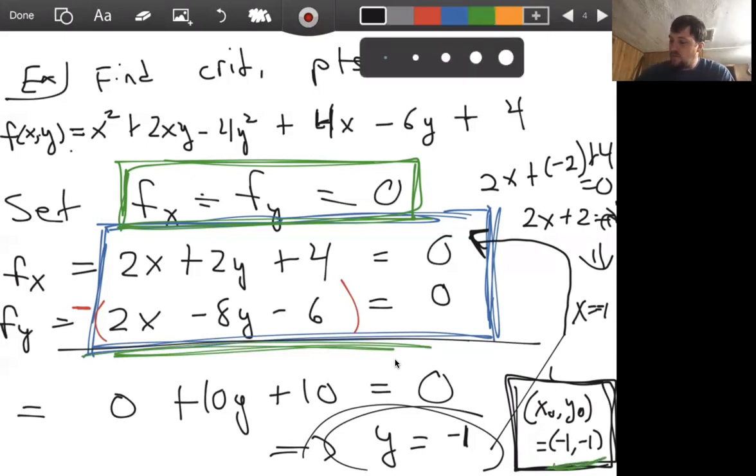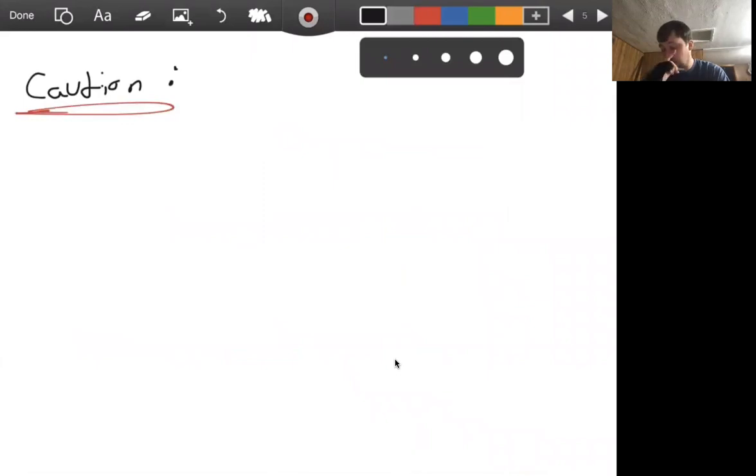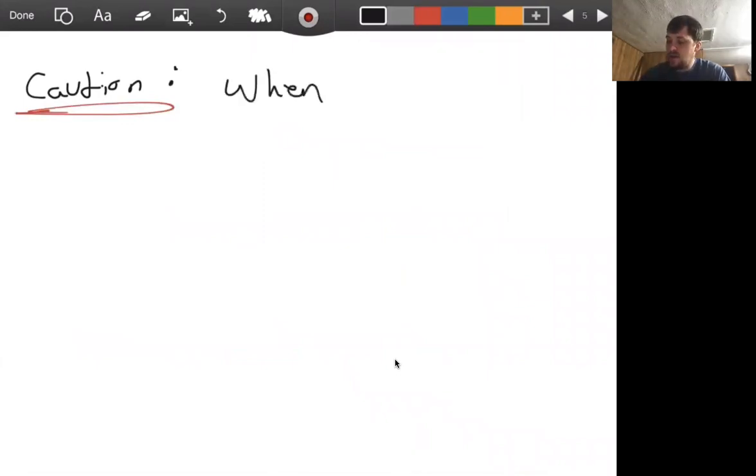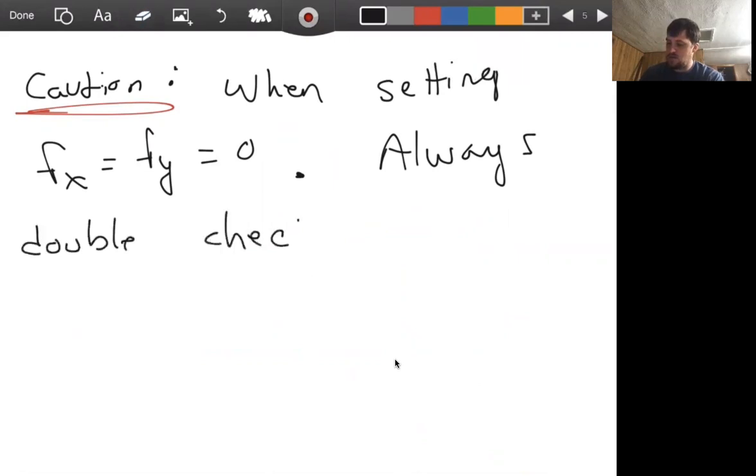And here's one caution I'd like to make. Maybe I should have written caution in red. The caution I would like to make is when setting f sub x equals f sub y equals 0, always double check if (0, 0) is a critical point.